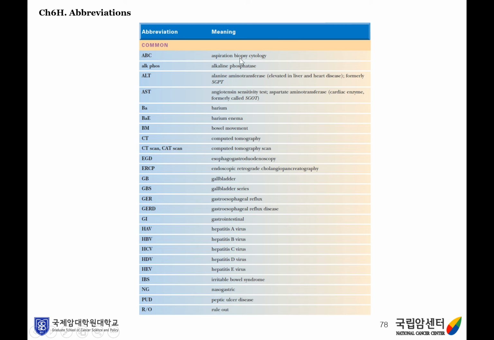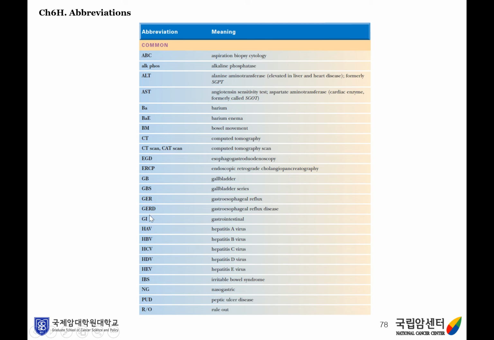ABC, aspiration biopsy cytology. ALT, AST, these are liver enzymes, alanine aminotransferase, and AST, aspartate aminotransferase. BA means barium. CT, computed tomography. CT scan, also called CAT scan. EGD means esophagogastroduodenoscopy. ERCP, endoscopic retrograde cholangiopancreatography.